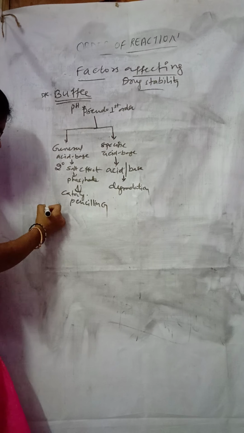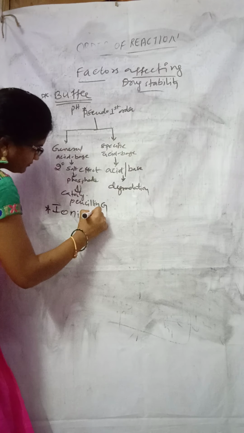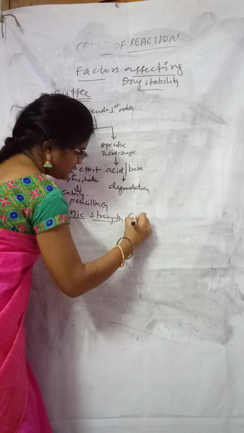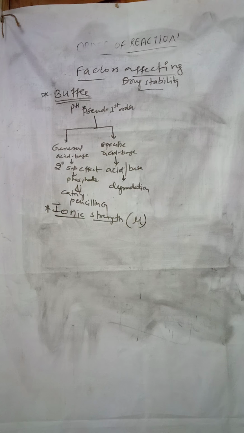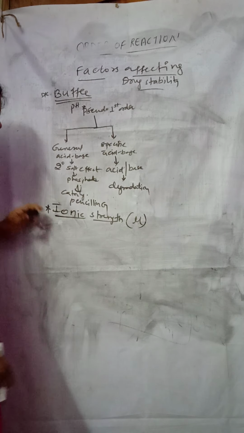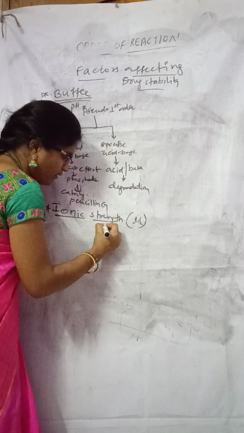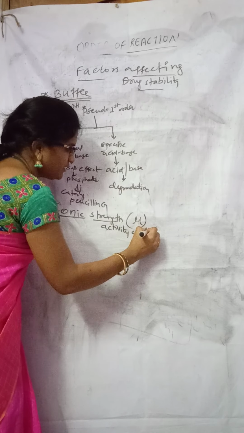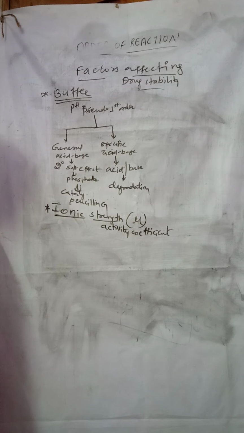Next we will discuss regarding ionic strength. So ionic strength, you know, it is indicated by mu. Ionic strength is indicated by mu. So if you see this ionic strength, it will affect the degradation or the stability of the product in terms of activity coefficient. It will affect the stability in terms of activity coefficient.